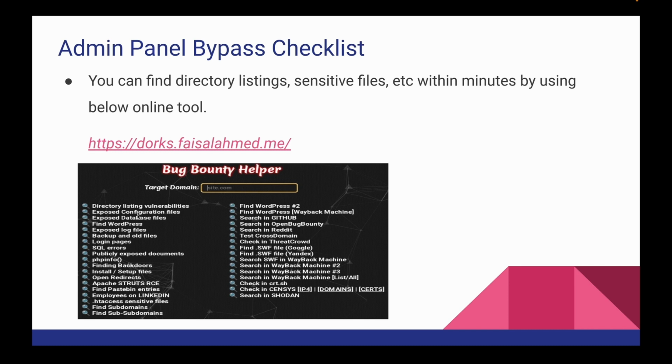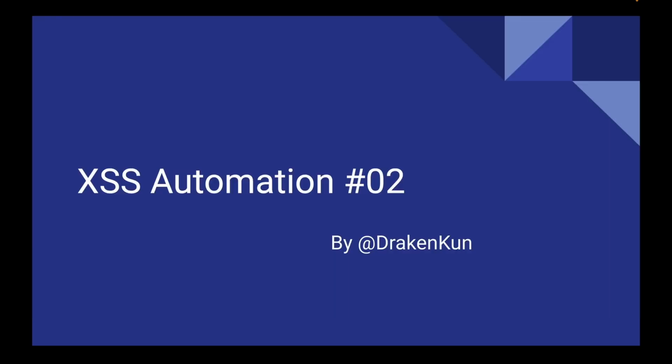Instead of directory listing, if you want to see any login pages of that particular portal, login target.com, you just need to click on this. It will automatically generate docs for you, and it will give you the results in the Google search results. This is a beautiful tool. You can use it at the time of reconnaissance in order to automate something or save some time. Let's move on to the next thing, which is XSS automation.